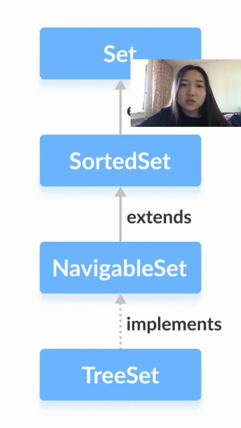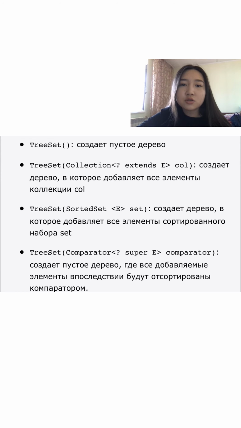The generic class TreeSet<E> represents a data structure in the form of a tree, in which all objects are stored in ascending order. TreeSet inherits from AbstractSet and implements the NavigableSet interface, and therefore the SortedSet interface. The following constructors are defined in the TreeSet class. Create an empty tree. Create a tree to which it adds all the elements of the collection. Create a tree to which it adds all the elements of the sorted set. Create an empty tree where all added elements will be subsequently sorted by a comparator.